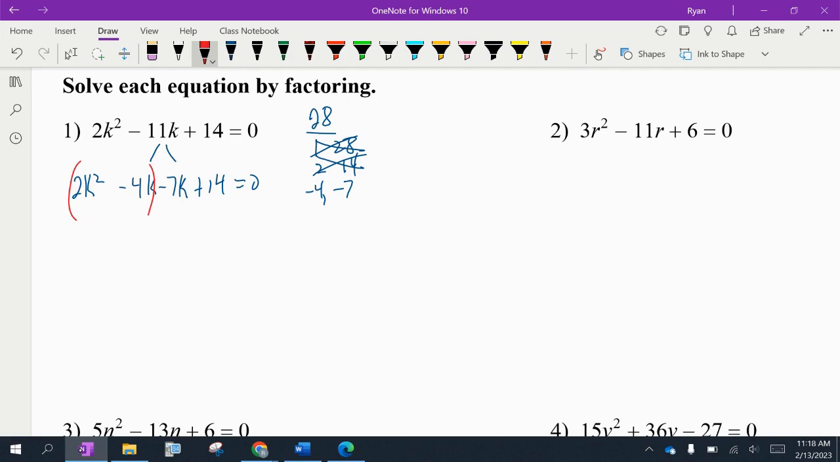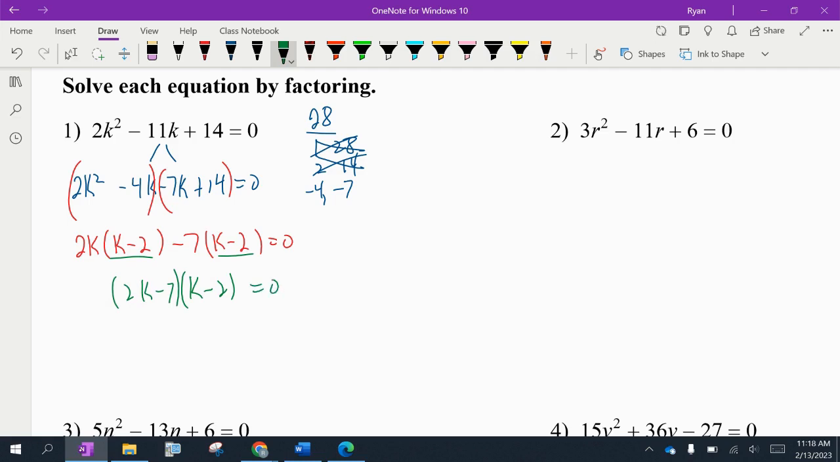And regroup. First GCF is 2k. Inside the parentheses is k minus 2. The second GCF might be a little tricky because there's a negative right here. Remember, we want the insides to match up. We're going to take out a negative 7 instead of just a positive 7. That makes it become k minus 2 on the inside. They are the same. So we have k minus 2 times 2k minus 7 equals 0. And like we've seen with solving in the past, we're going to take each of these factored parts and make them equal to 0.